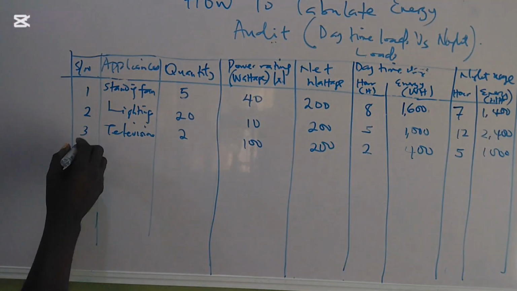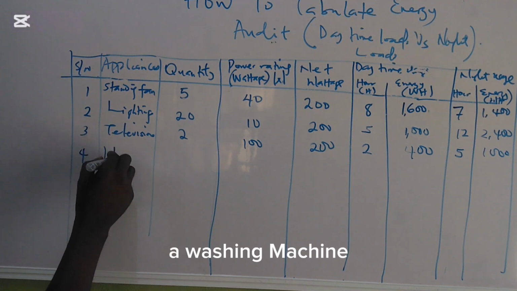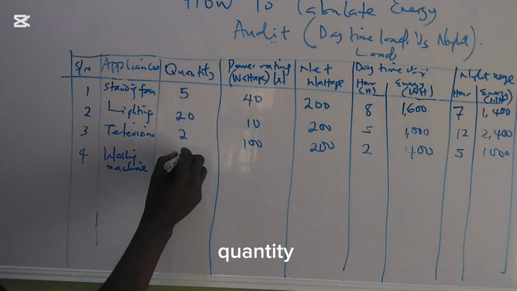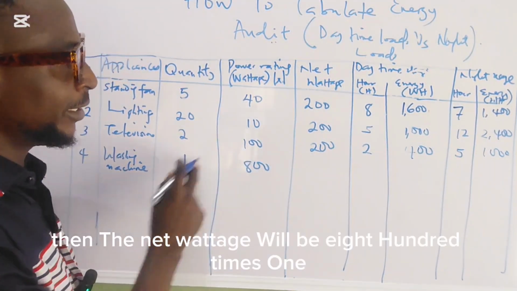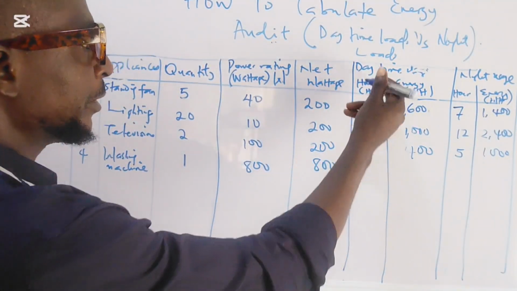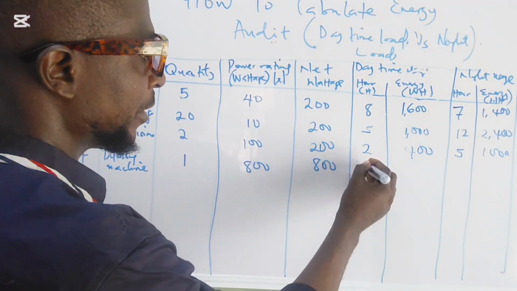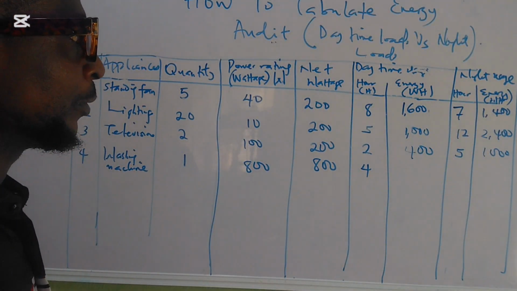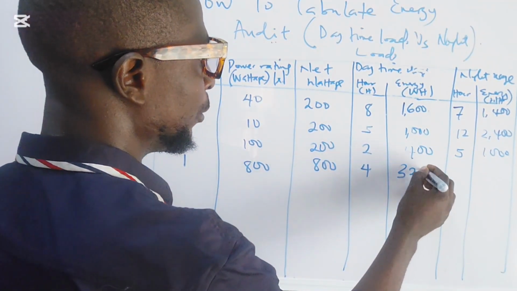Then we move to another one. Let's say a washing machine. Quantity, let's say 1. What is the wattage? Let's say 800. Then the net wattage will be 800 times 1, 800. Then how many hours? Let's say this will work 4 hours in the daytime. Then what will be the energy? 4 times this, that is 3200.